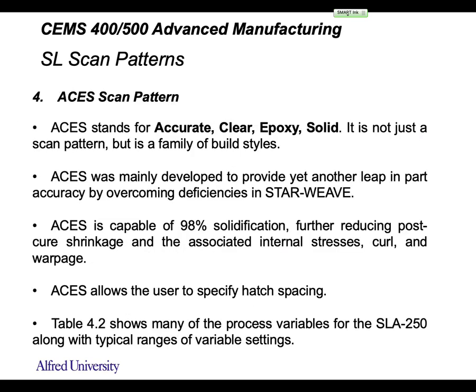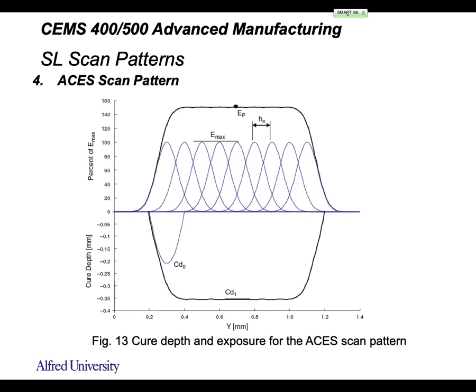Last Friday we were talking about the different scans, right? So this is called an ACEF scan pattern. It's supposed to be really accurate and clear. It's for epoxy and solid, right? So the idea is to find out the accumulated exposure energy within the line. If you go through one line, we already know the light intensity distribution within the line, right?